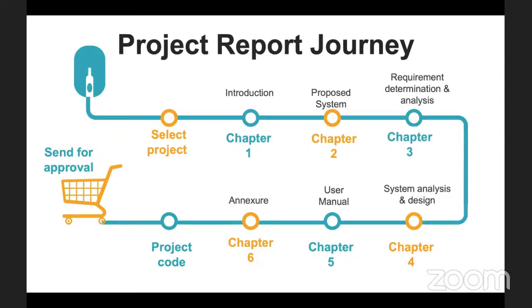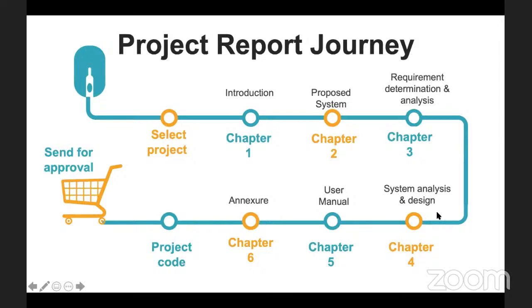Analysis is really very important for the project. Then system analysis and design, in which you are going to design the UML diagrams, which I have told you to design first, because when you design them first, you will get the flow. Then the user manual, and then the last chapter is the sixth chapter.